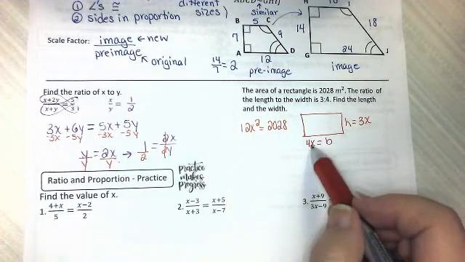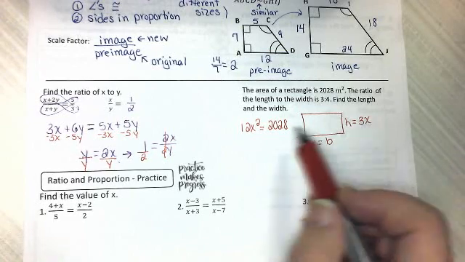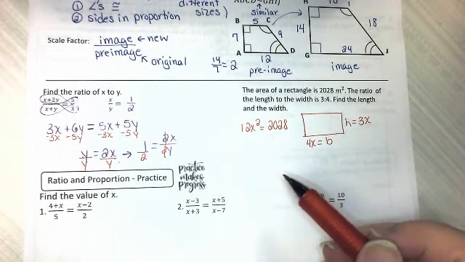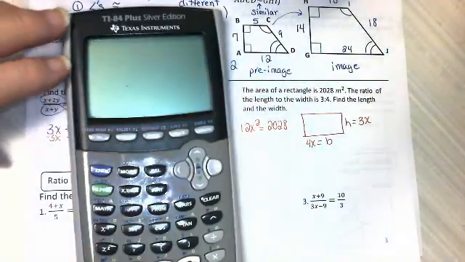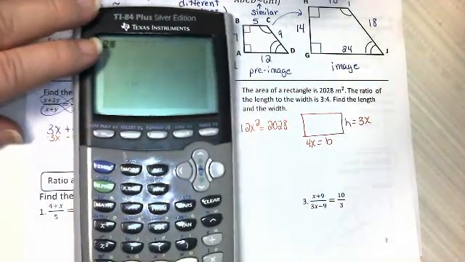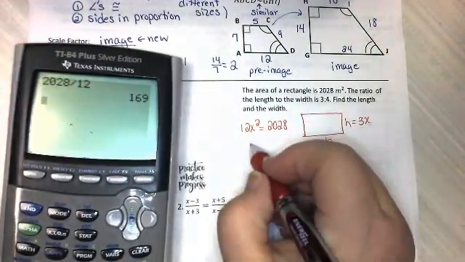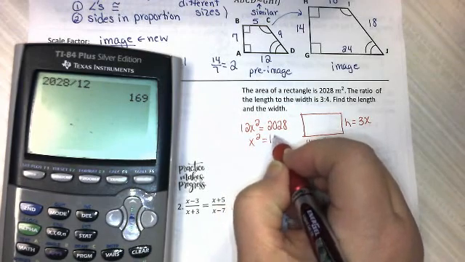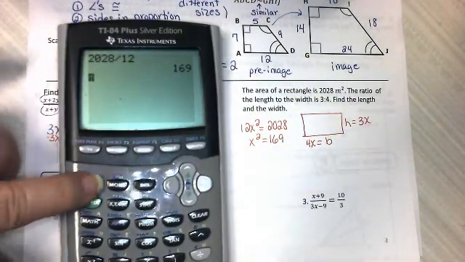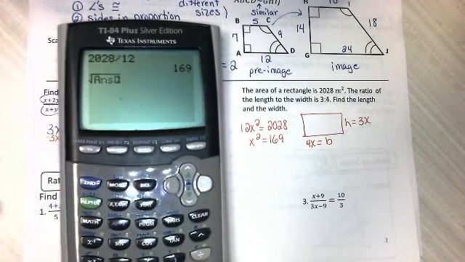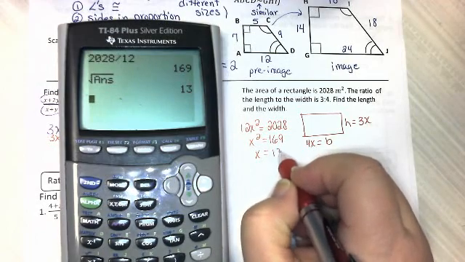Please remember, 4x times 3x. 4 times 3 was 12. x times x is x squared. Don't forget that part. So now I'm going to divide both sides by 12. 2028 divided by 12 is 169. And if you don't know that one, the square root of 169, just ask your calculator. The square root of 169 is 13.